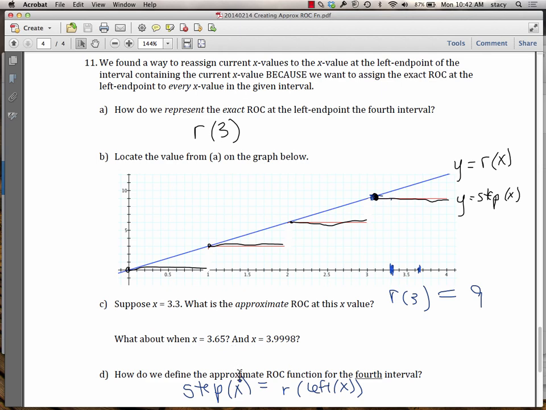It takes in a current x value, it reassigns it to the left endpoint, and then it spits out the rate of change at that endpoint. Okay? So this is composition of functions, right? You read inside out. Okay? Is that cool? No, not cool. It's not done. What am I missing? You want to define it for the fourth interval. For the fourth interval. So that is when x is between what and what?